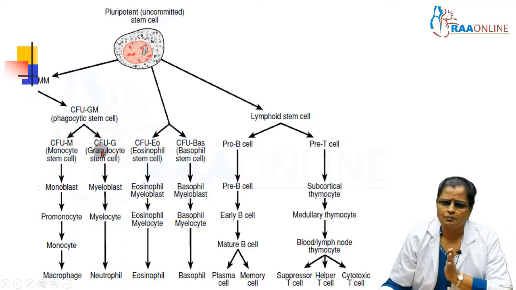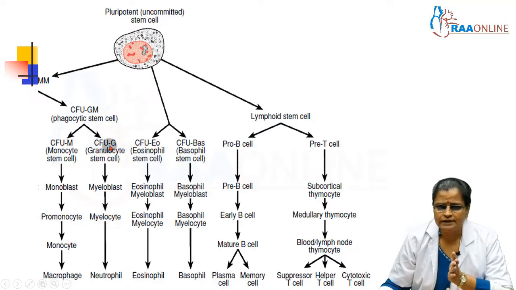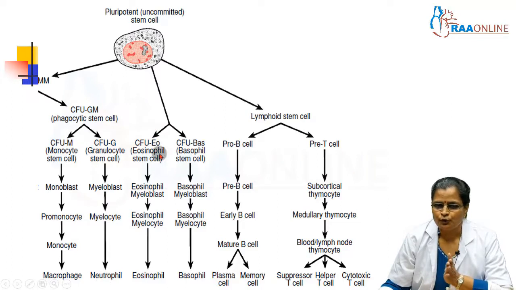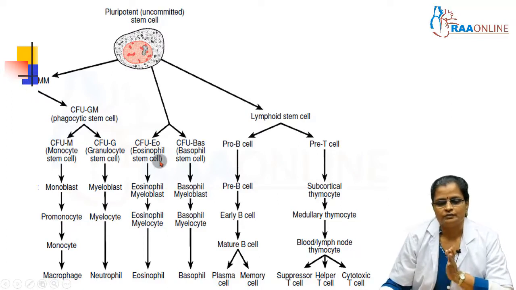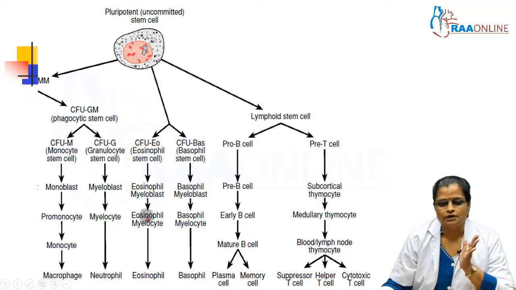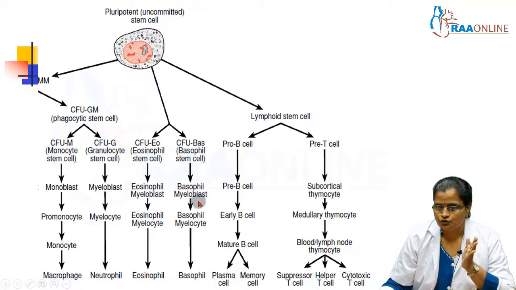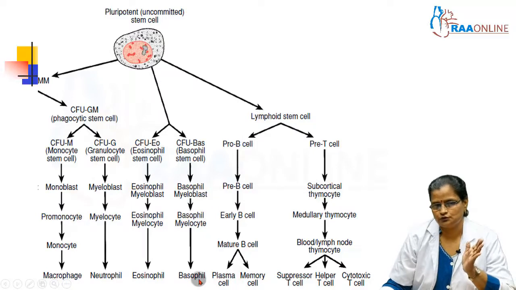From the colony forming unit granulocytic stem cell, you get myeloblast, myelocyte and then mature neutrophil. Then the colony forming unit eosinophilic stem cell gives eosinophilic myeloblast, eosinophilic myelocyte, then mature eosinophil. And from the colony forming unit basophilic stem cell, you get basophilic myeloblast, basophilic myelocyte and then mature basophils.